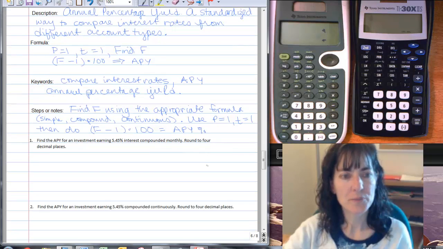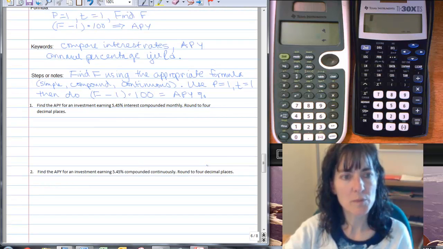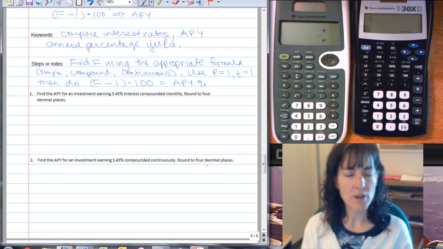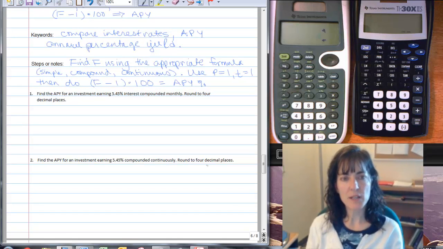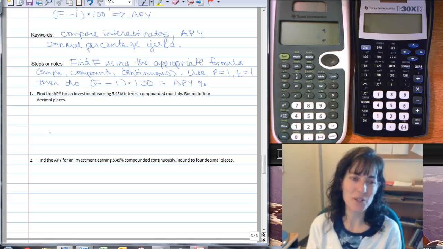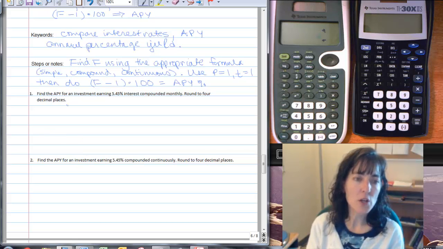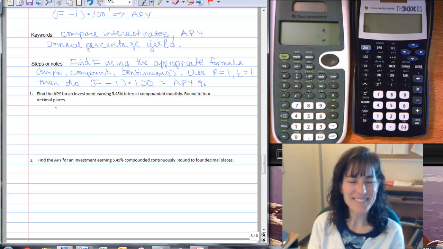Let's take a look. We have 2 problems. Find the APY for an investment earning 5.45% interest compounded monthly. And then find the APY for an investment earning 5.45% interest compounded continuously. So 2 problems, and we do want to round to 4 decimal places on each of these answers so that we can see a difference if there is one in the type of compounding. So I'll take the longer formula, I guess, and show you that one.